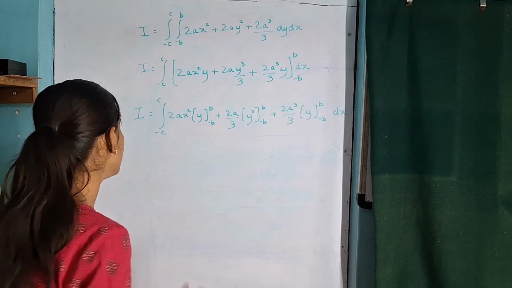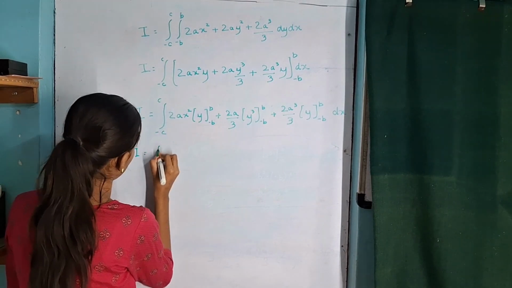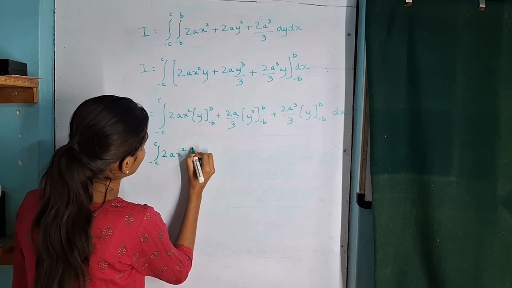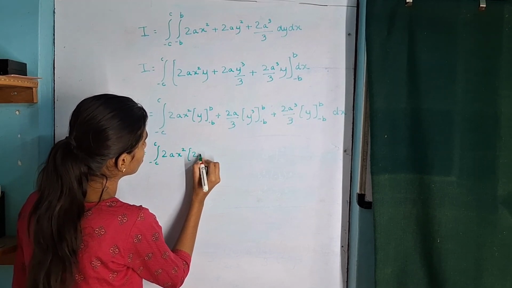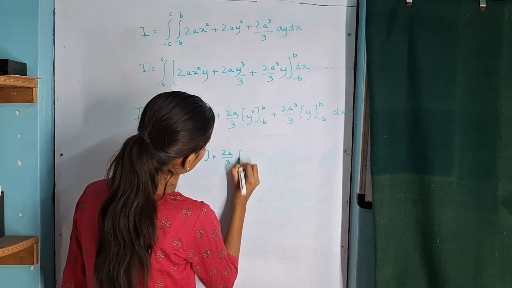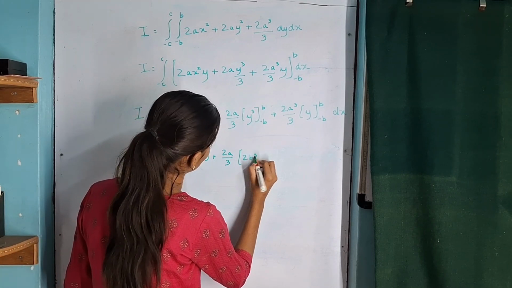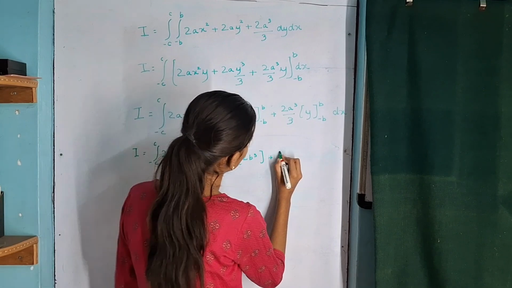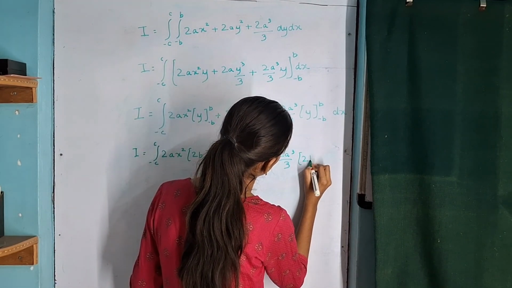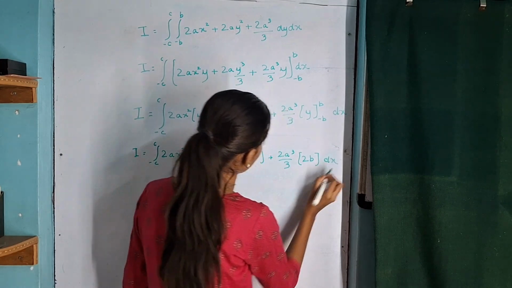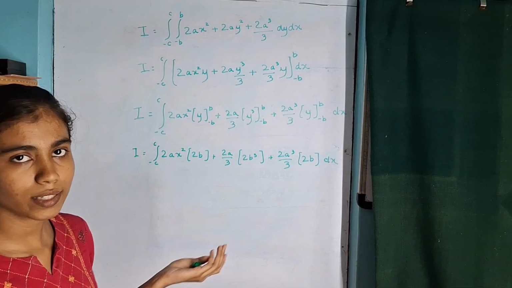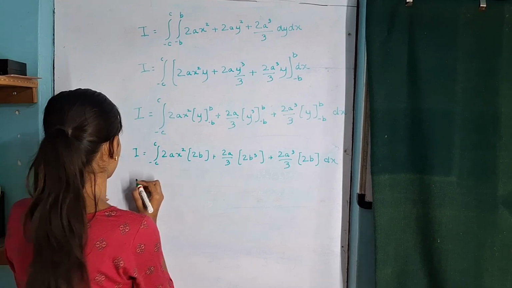So your next step is I is equals to minus c to c of 2ax². This, what is your answer? 2b, plus 2a by 3. Here your answer is 2b cube, plus 2a cube by 3. Here your answer is 2b. You are left with dx. Now we have solved the integration for y terms. Now we are left with all the x terms. So we will solve it for the x.